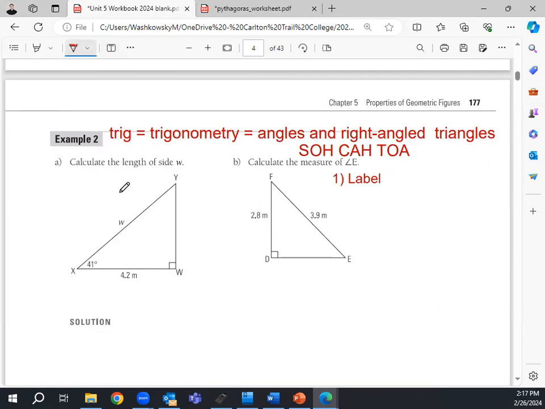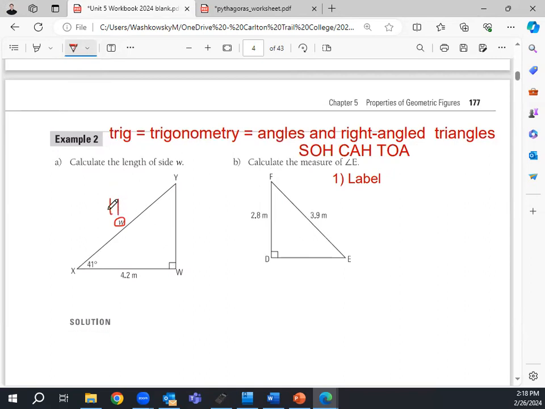So if I'm looking at this one here, I want to find the length of side W. What do I have to find it? I have an angle and I have a side. Oh, I'm using an angle somewhere. I know I need to use trig. So I'm always going to label it. Specifically now, I'm going to label all three sides. My hypotenuse is always opposite of my right angle.